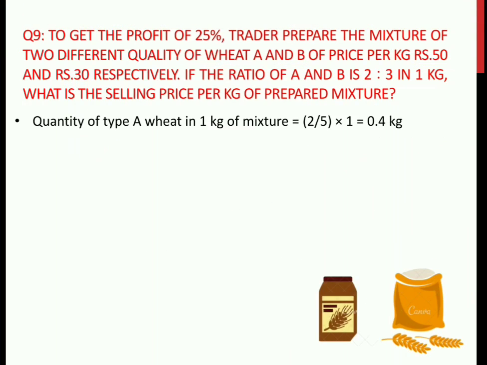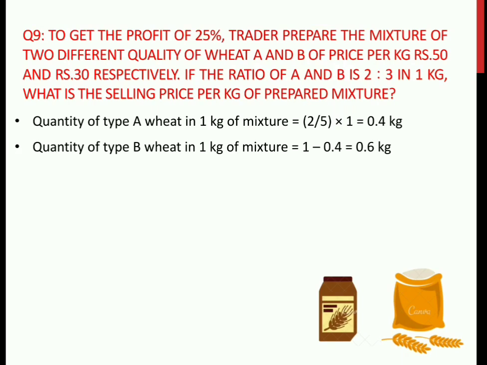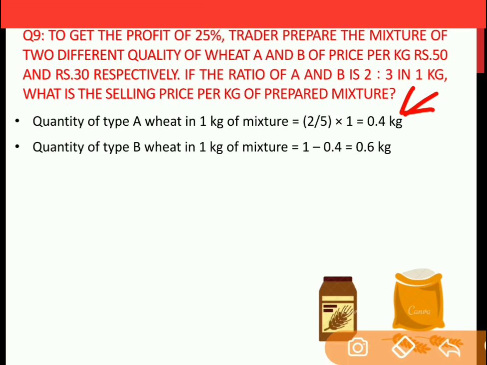So we can say that the quantity of A in this 1 kg mixture having A and B in the ratio 2:3 will be 2 by 5 of the 1 kg, that is 0.4 kg, and the quantity of B in this 1 kg of mixture will be 1 minus 0.4, which is 0.6 kg. Or you can find it from the ratio also, that is 3 by 5 of 1 kg, which is 0.6 kg. Now in the mixture you have 0.4 kg of wheat A and 0.6 kg of wheat B.